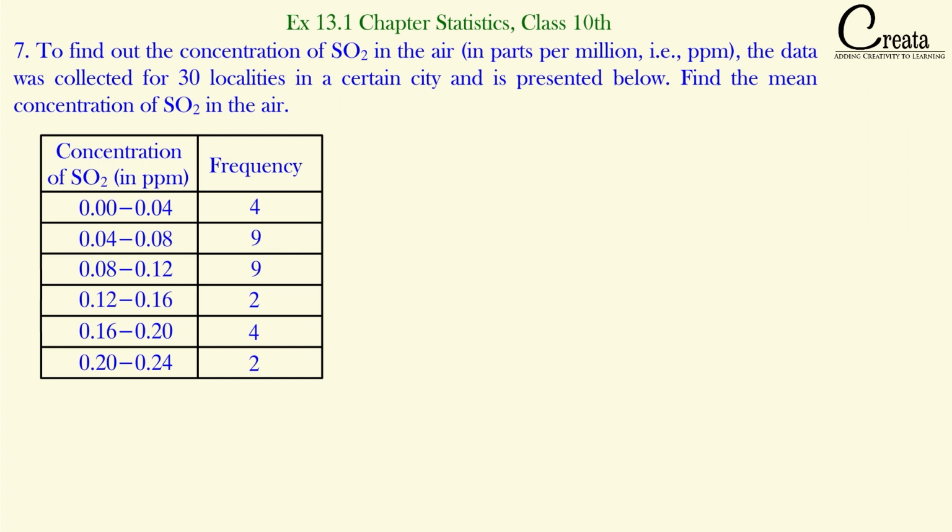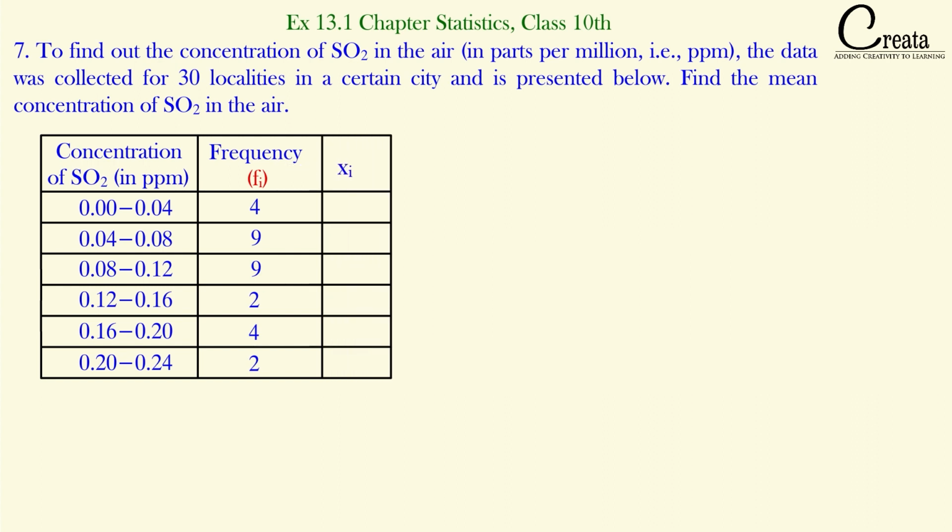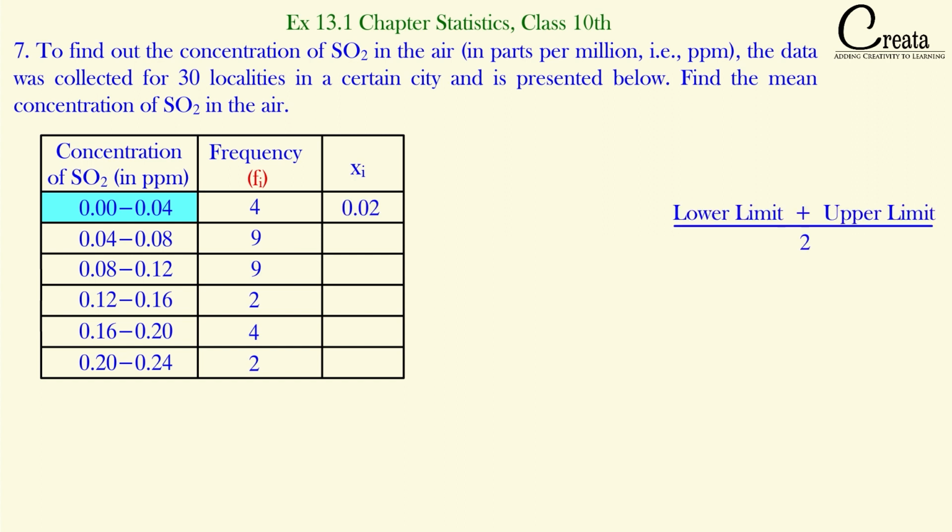Here frequency is given, so it is Fi. And what is the next step? The next step is to calculate the Xi, that is the observation. And how do we do so? We take the midpoint of the range. Here, if you observe the first range, 0 to 0.04, the midpoint is 0.02. You can also use the formula, lower range plus upper range upon 2, which will give 0.02.